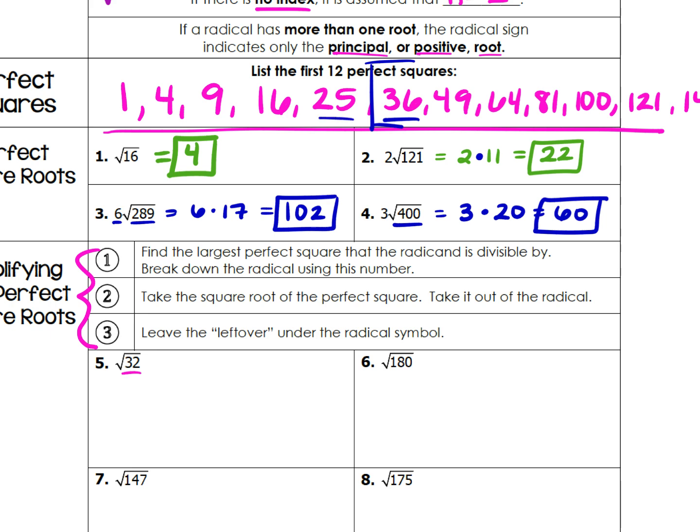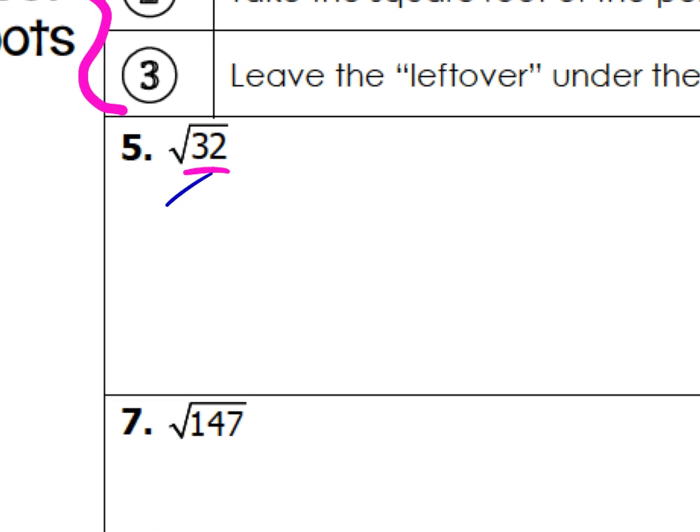32, is it divisible by 25? So you go 32 divided by 25. Does that work? No. 32 divided by 16? Yes. Now here's the issue. What if we had started from this side? What would you have found? You would have found 4. Okay, so let me show you something. If you use the 4, it's not wrong. It's just not fully right yet. Do you know why?